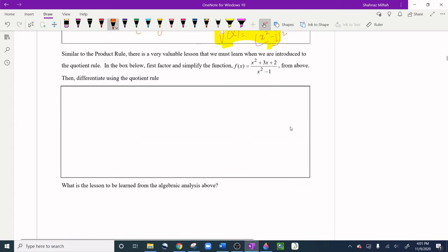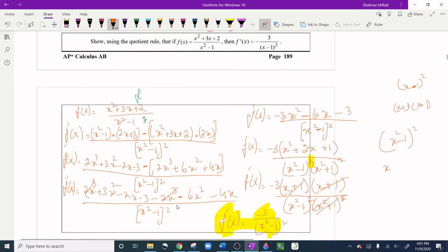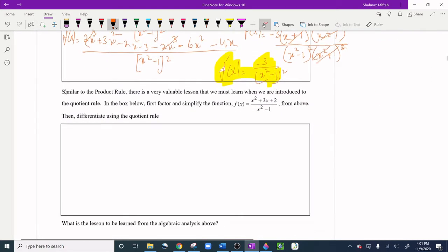Now the question is, if you pay attention, there was too much work. We did the quotient rule directly and then applied it on this f of x function, and it's too much. Now let's read. Similar to the product rule, there is a valuable lesson that we must learn when we are introduced to the quotient rule. In the box below, first factor and simplify the function from above, then differentiate using the quotient rule. So now they are not telling me to directly apply the quotient rule. They want me to factor it and simplify and then apply the quotient rule.